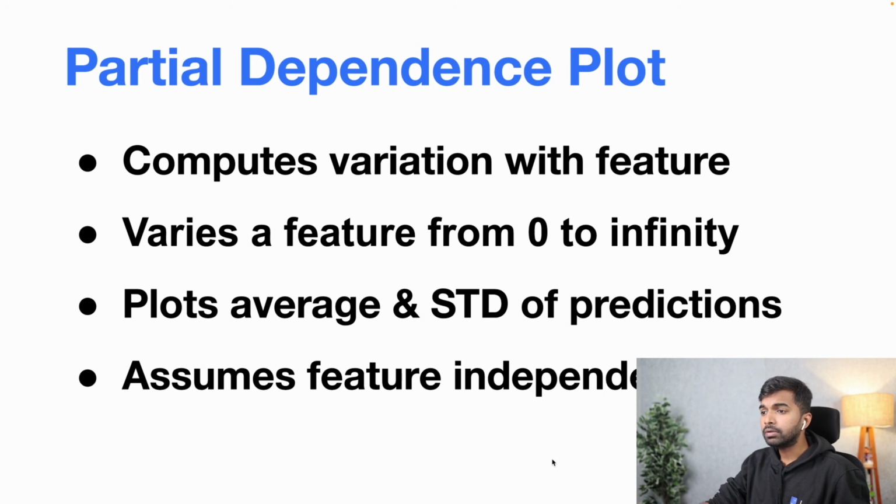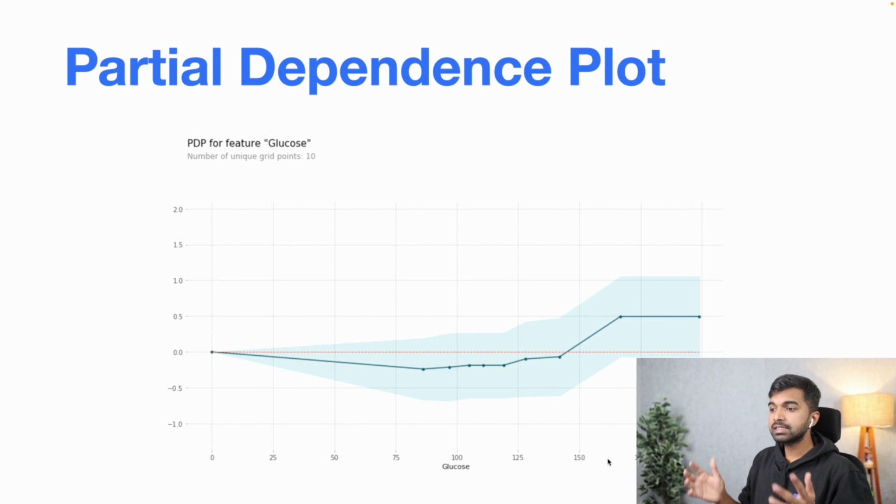There's one key thing to remember about partial dependency plots: this assumes feature independence. If features are dependent on each other, then varying a particular feature from 0 to infinity may not make sense. But here is essentially what a partial dependency plot looks like on a particular model prediction. So let's say we are looking at the prediction of a particular model. It could be a neural network, it could be a random forest.